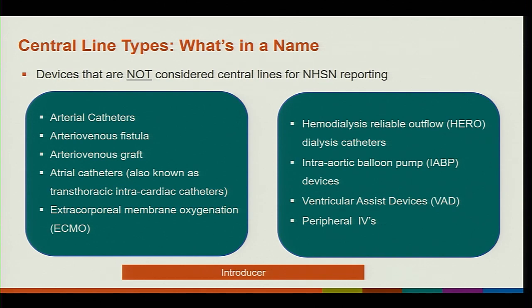The protocol states that pacing wires and other non-lumen catheters are not considered central lines, and this is true. But there are pacing wires that have a lumen specifically designed for infusion, withdrawal of blood, and hemodynamic monitoring. If a patient has a line that you are unsure about, just contact us at NHSN at cdc.gov and let us know the line type, how it's being used, and any other pertinent information, and we'll be happy to provide guidance regarding the line.